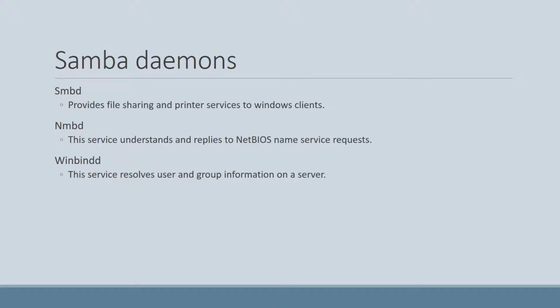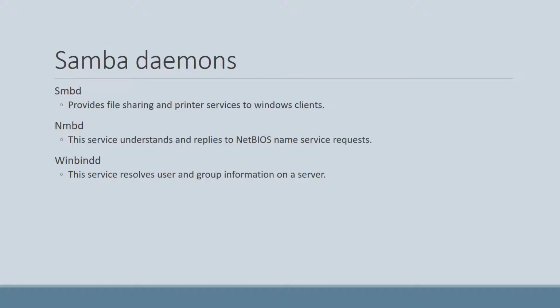Samba daemons and services. Some of the Samba daemon services we have are SMBD, NMBD, and Winbind. Two services, SMB and Winbind, control how the daemons are started and stopped, and other service-related features. Each daemon is listed in detail.